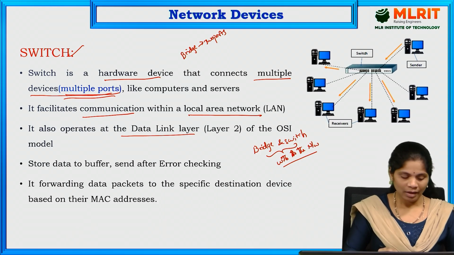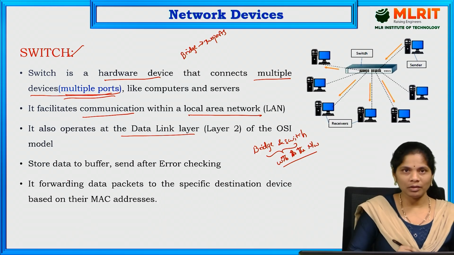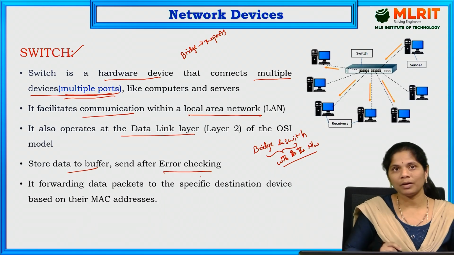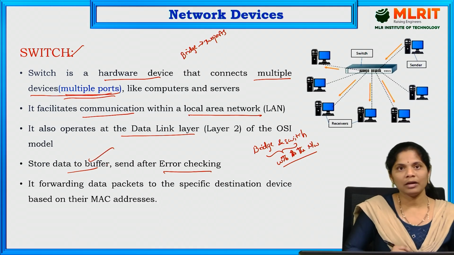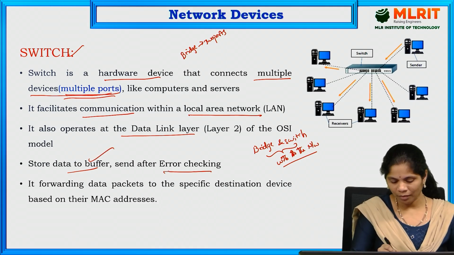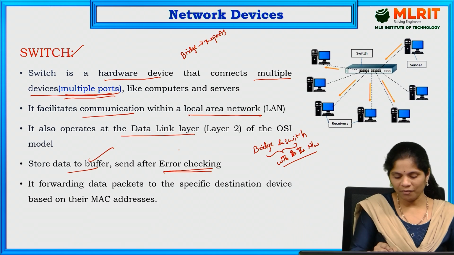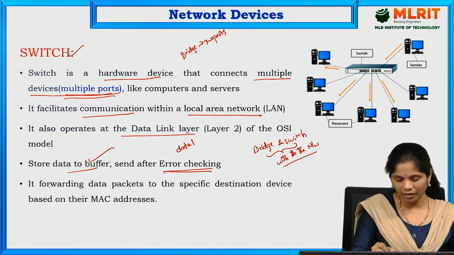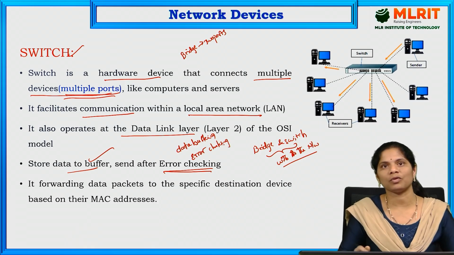The difference is the bridge does not support data buffering and error checking. But the switch supports data buffering and, at the same time, error checking also. Data buffering. At the same time, the next one is error checking. These two come under the switch. These are the differences between the bridge and switch in the data link layer.